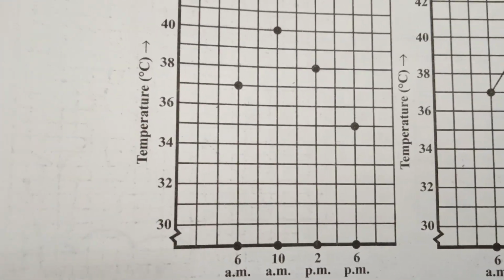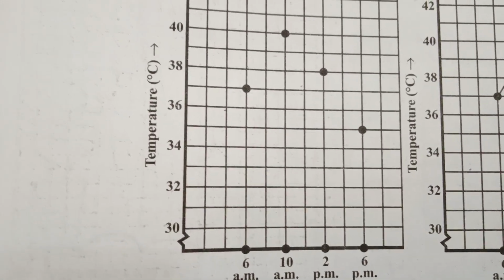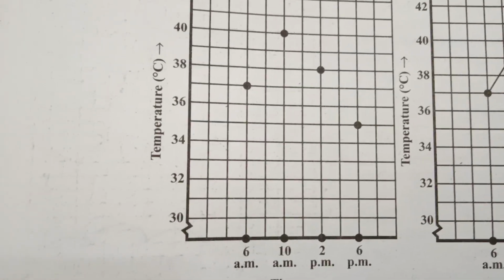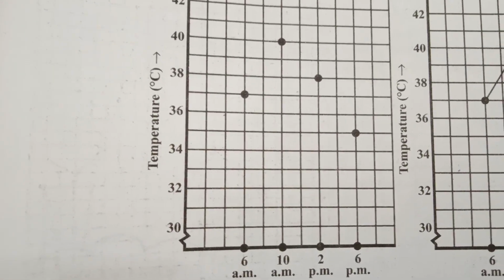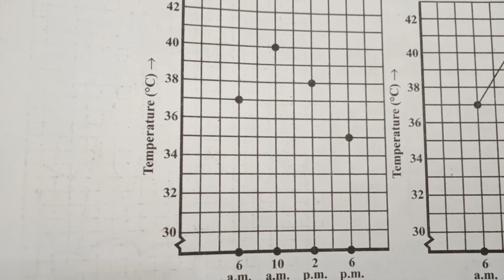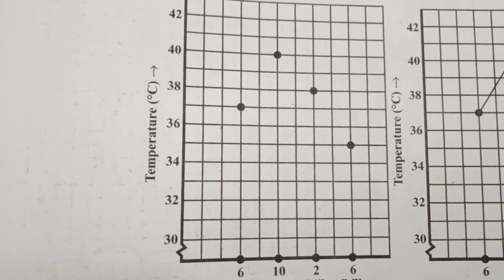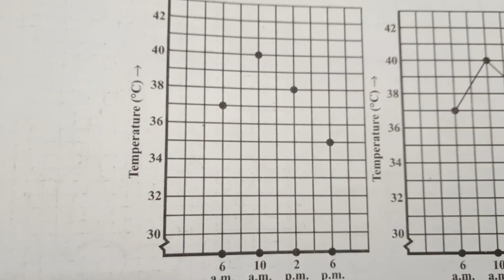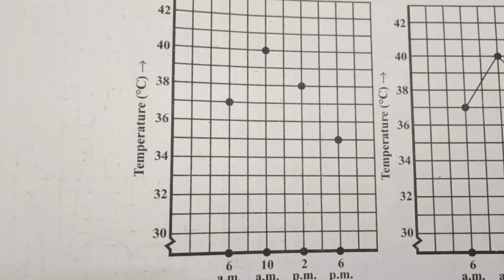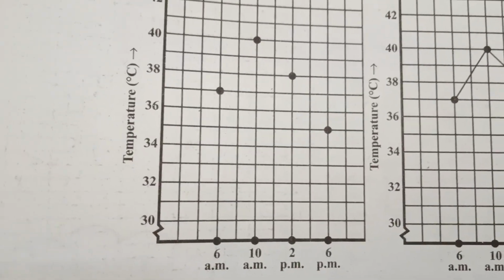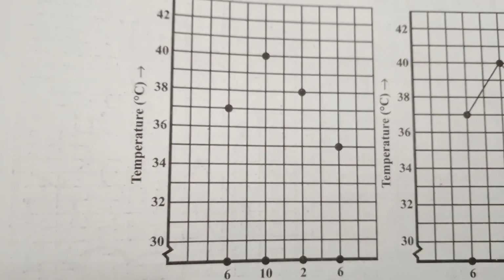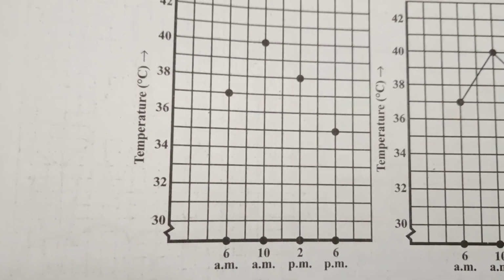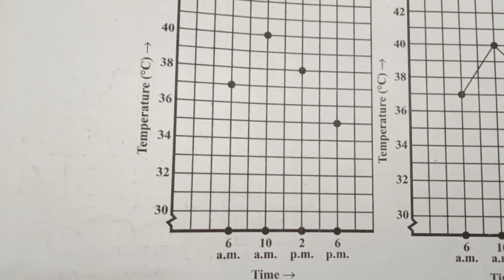Here on x-axis we have taken 6 a.m., 10 a.m., 2 p.m. and 6 p.m. You see clearly the point how we are located. Along 6 a.m., if you move, the temperature is 37 degrees Celsius. Along 10 a.m. if you move the temperature is 40 degrees Celsius, located a point. Along 2 p.m. temperature is located at 38 degrees Celsius, put a point. And along 6 p.m. the temperature is 35 degrees Celsius.